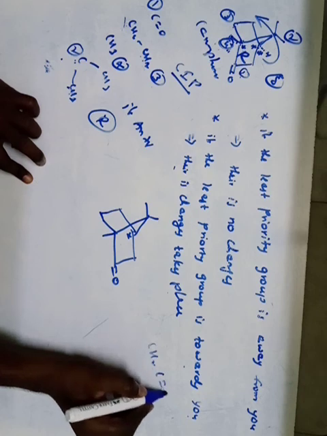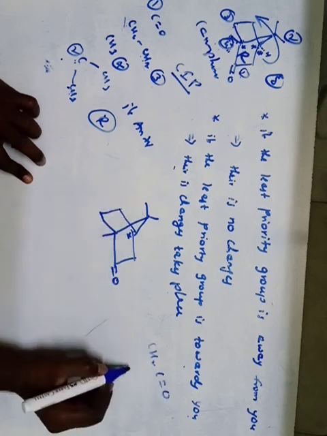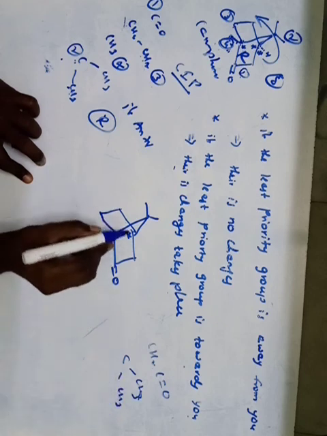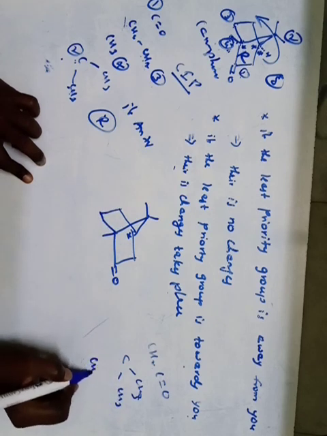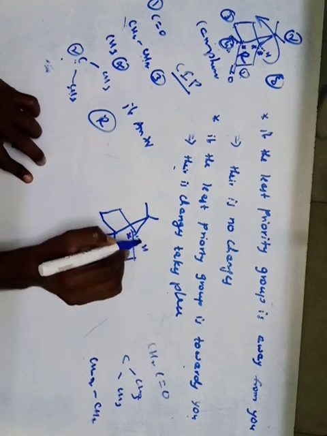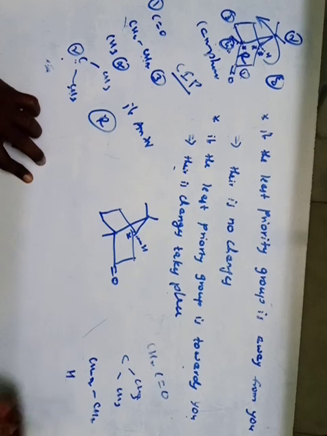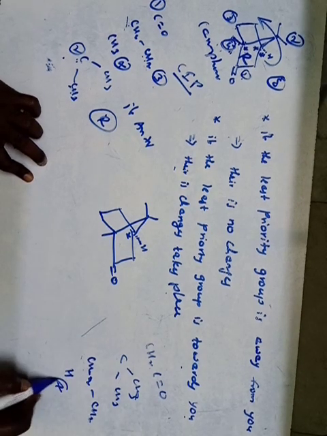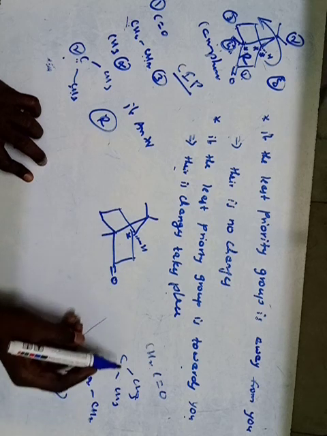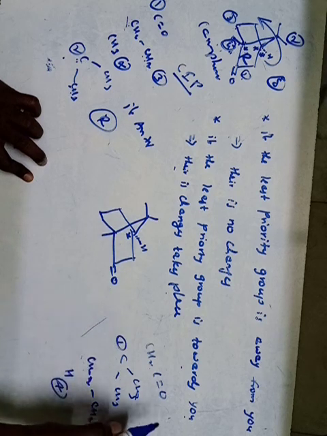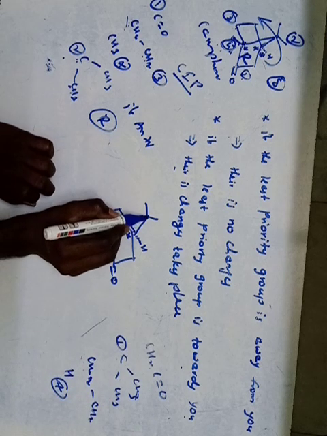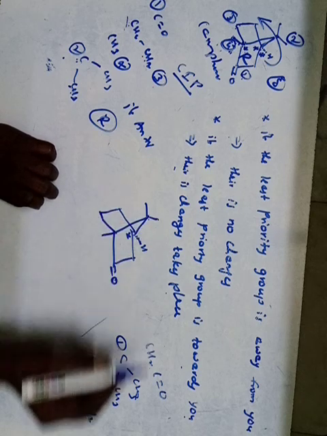This is CH2, C double bond O, where this carbon is attached to CH2, CH3 and CH3. Again, this carbon is attached to two CH2 groups, and the fourth group is hydrogen. Least priority is the hydrogen, and according to the Cahn-Ingold-Prelog rule, this is the first priority. Here, see, this carbon will attach to this one, again this carbon attached to this one.